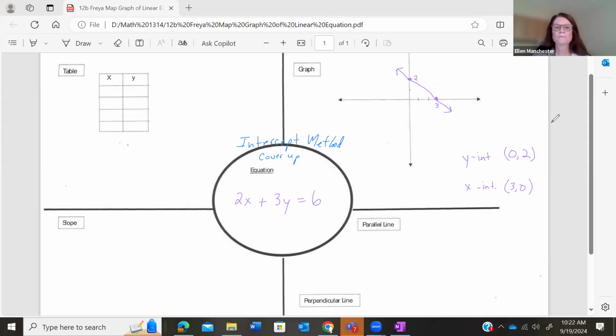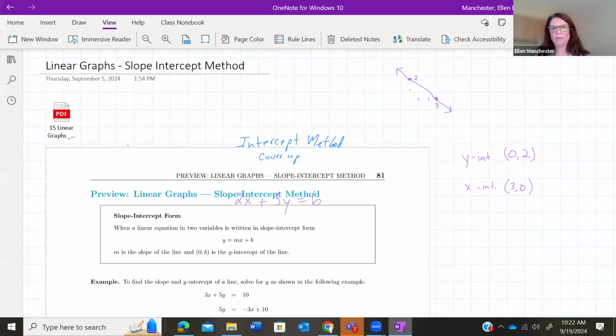Okay. And we'll get back to the table, we'll get back to the parallel, perpendicular, and we'll get back to the slope in a minute. Okay? All right, so far so good. That really is the cover-up method. That's it. All right, now we're going to go to the slope-intercept method. So with the slope-intercept method, let me get rid of all my writings here.